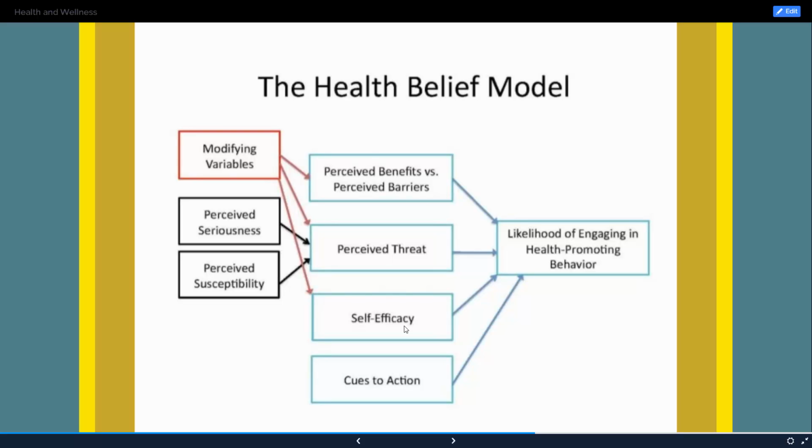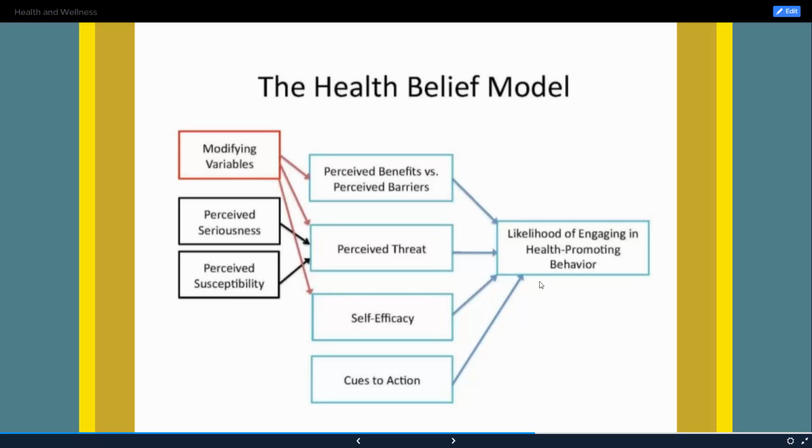And do they see the self-efficacy and the cues to action is what's going to drive them to get more of the help, right? To engage in those health promoting behaviors. An example that I think about is when somebody smokes. We know that smoking can cause lung cancer. It's proven by studies, right?